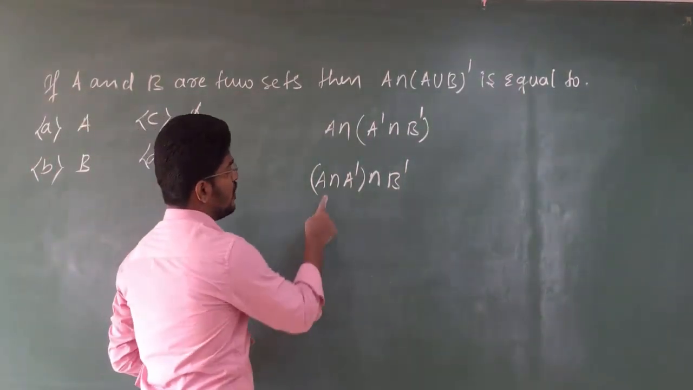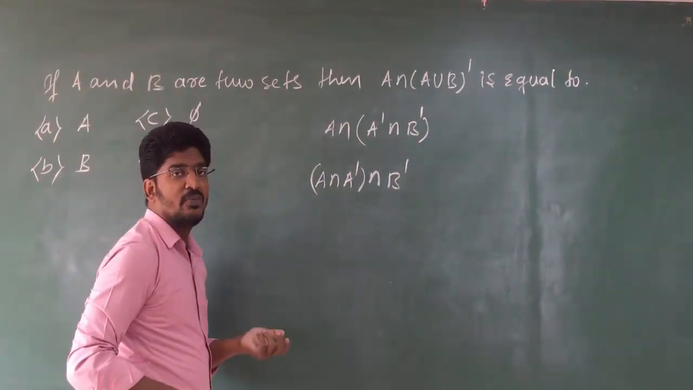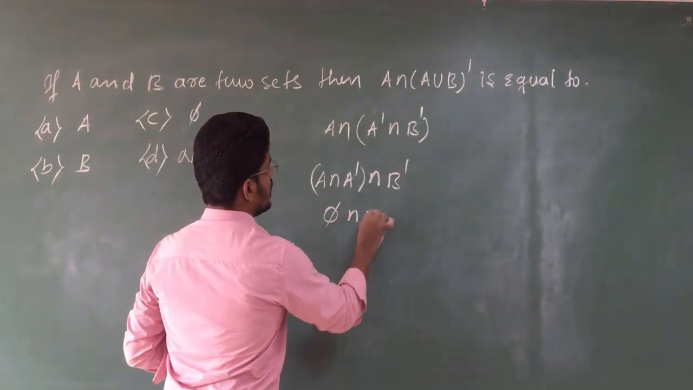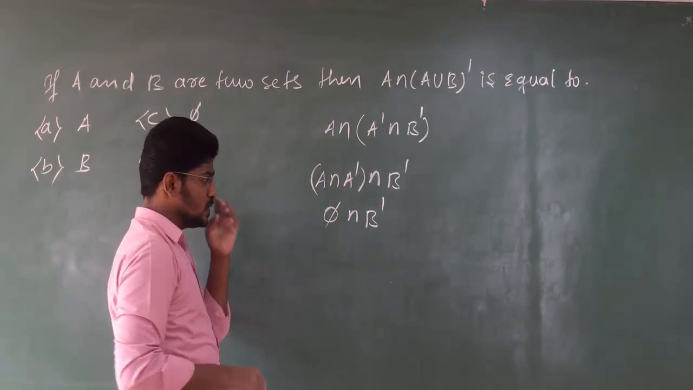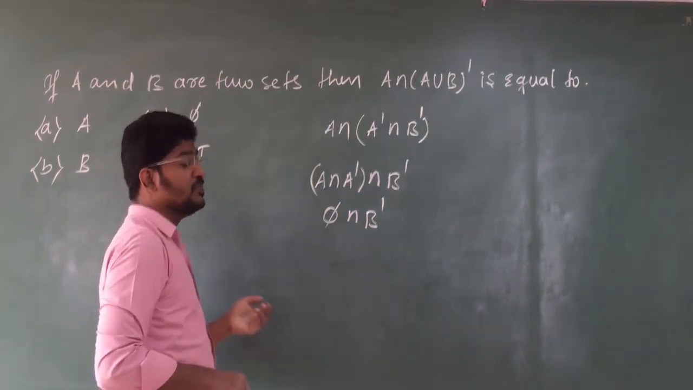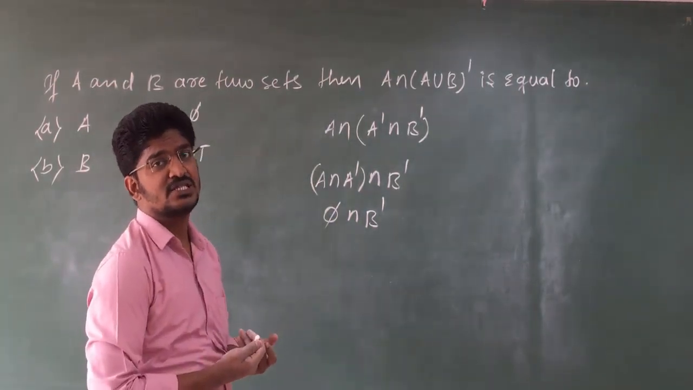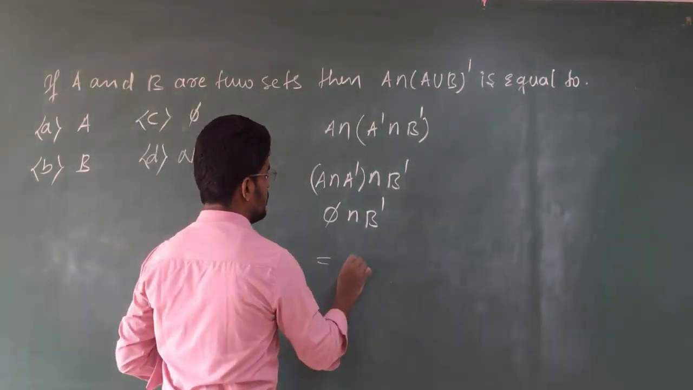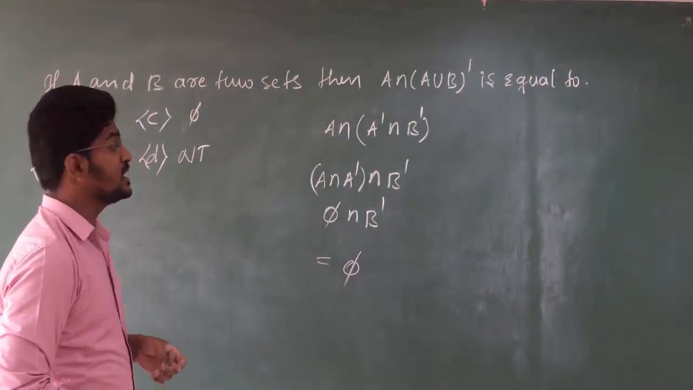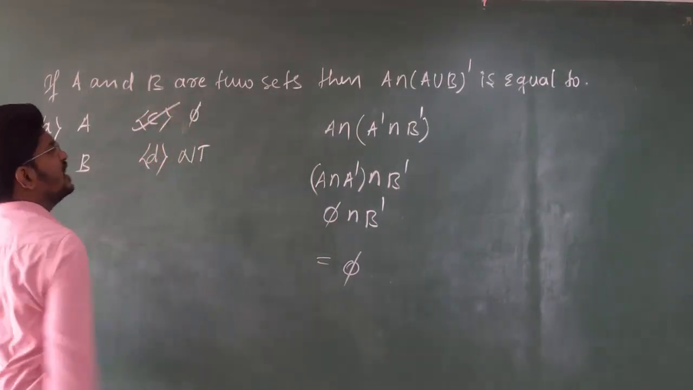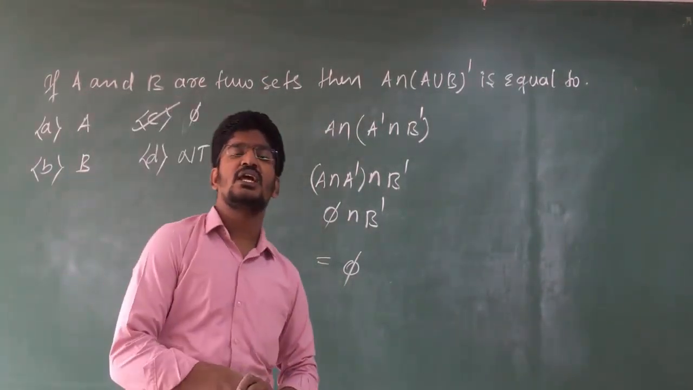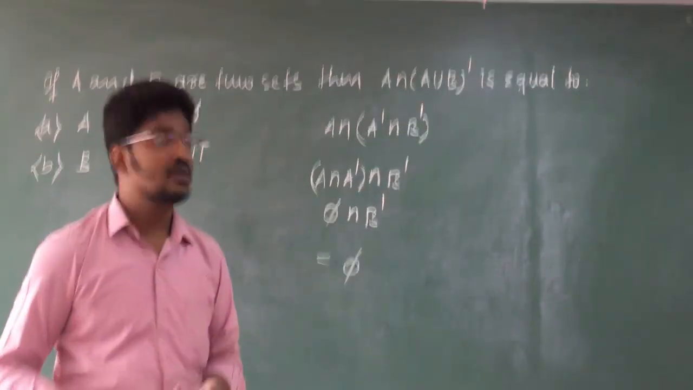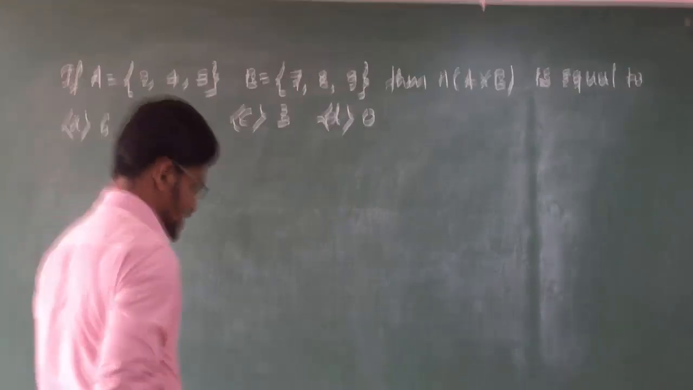As you all know, there are no common elements between a complement set and the original set. Therefore this will be empty, intersection B complement. Empty, it will not have any elements, so it can't produce common elements. Therefore it will be equal to the empty set. So the answer is option C, that is the empty set. It was a very simple and straightforward problem. Clear? Okay students, let us move to the next question.